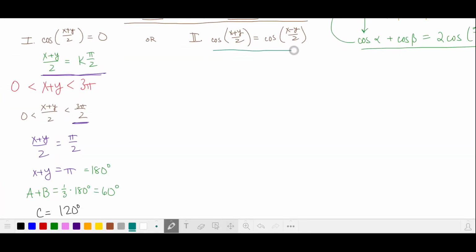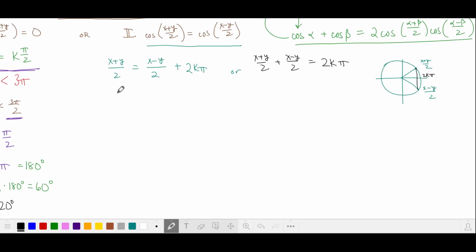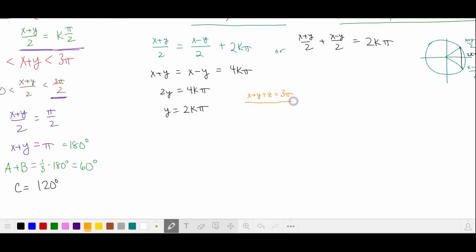In order for these cosines to be equal, we must have one be equal to the other plus a multiple of 2 pi, or they can sum to a multiple of 2 pi. Looking at this first subcase, we'll multiply by 2 and combine like terms. So y is a multiple of 2 pi, and since these 3 angles sum to 3 pi, y is also a positive angle that's strictly less than 3 pi. Combined with this above, this means that y is equal to 2 pi. Substituting for b, this is equal to 2/3 pi, or 120 degrees again.